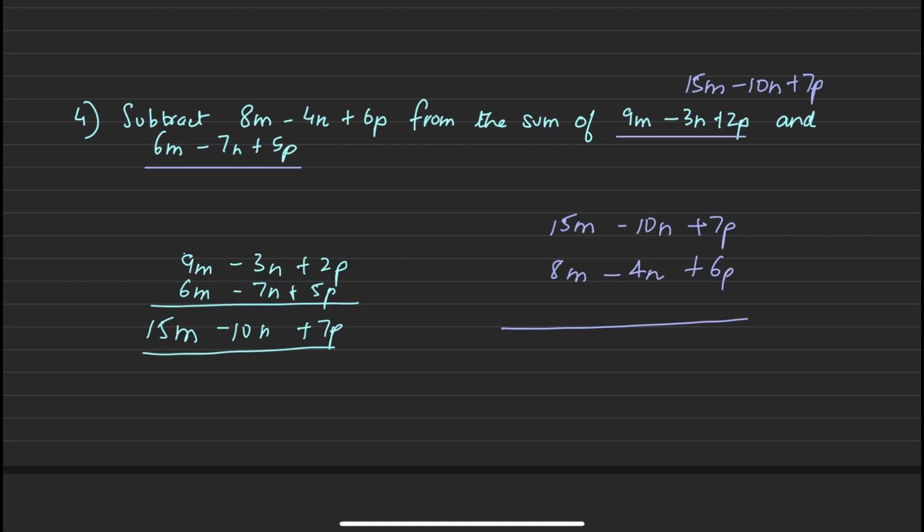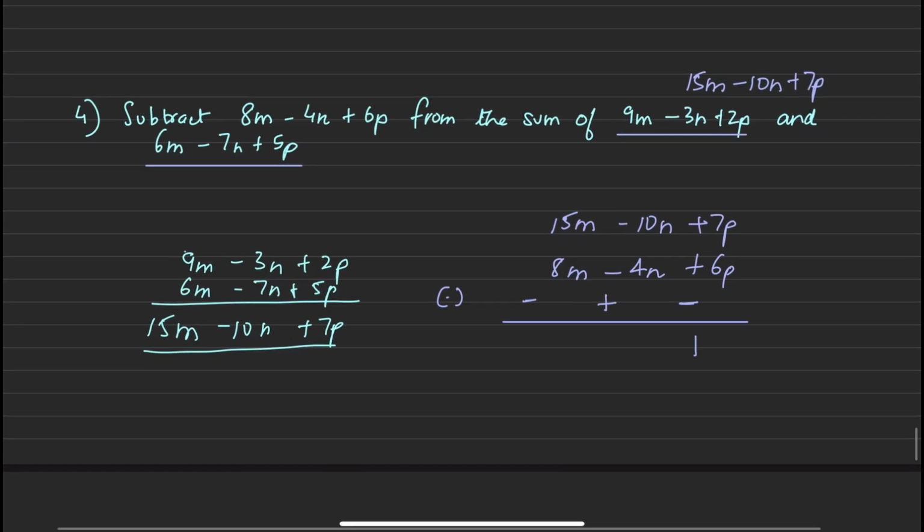Leave a line. Change the signs of the second expression. Okay. Plus 7 minus 6 is plus 1, or just plus p. Minus 10 plus 4 is minus 6n. And positive 15 and minus 8 is 7m. This is your final answer. This can come for like 4 or 5 marks, guys, sometimes, because you are doing two things.